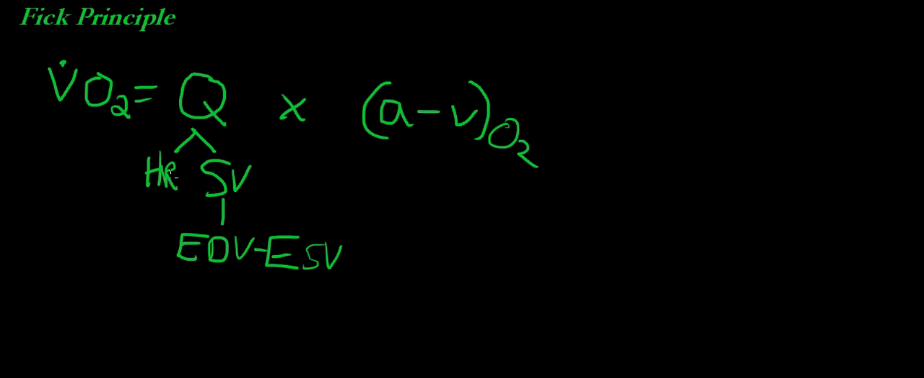Take your stroke volume times your heart rate in beats per minute, and you get some flow of blood over some unit of time, which normally we're looking at in liters a minute in Q.